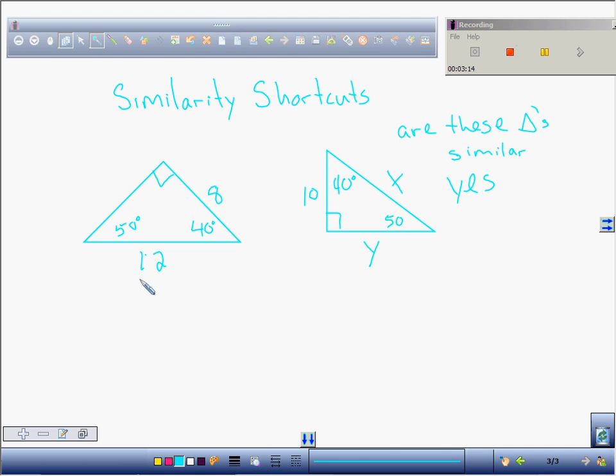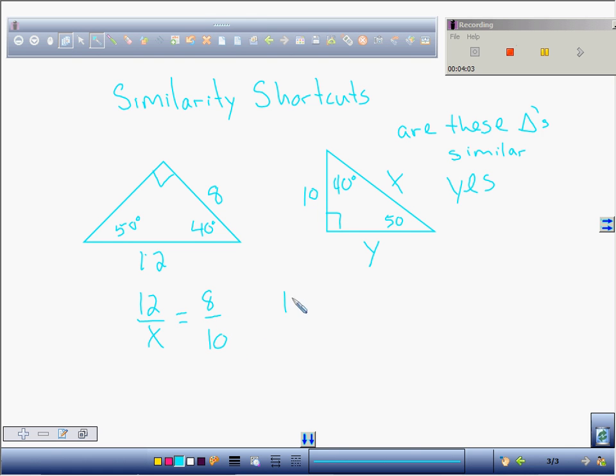So 12 goes with what? x. 12 goes with x, right? Because those are both the hypotenuse of those triangles. 12 goes with x, as 8 goes with 10. And I know that because this side that is 8 is in between the 40 degree and the 90 degree angle. So you have to look for the other side that is in between the 40 degree and the 90 degree angle, and that's this side, which is 10.